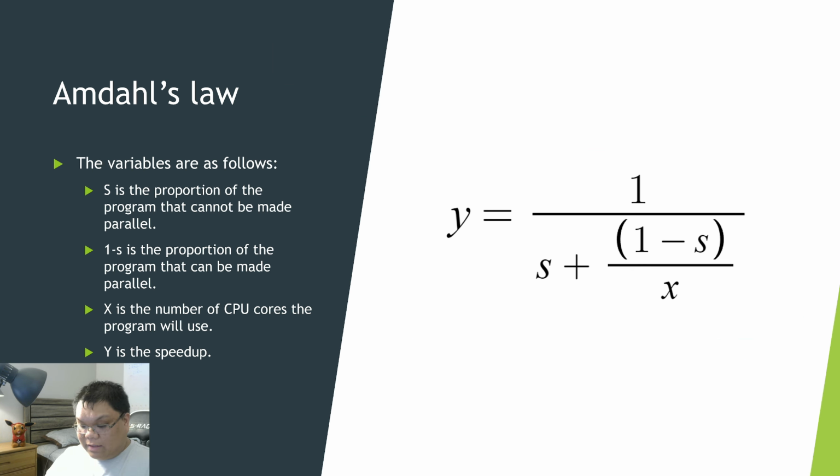So yeah, this is an outline of what variable stands for what. So S is the proportion of the program that cannot be made parallel. 1 minus S is the proportion of the program that can be made parallel. X is the number of CPU cores, and Y is the speed up.